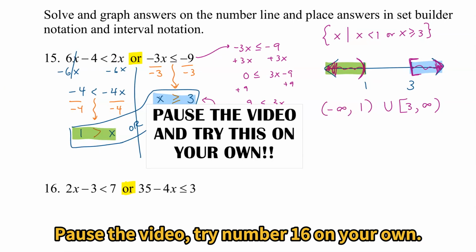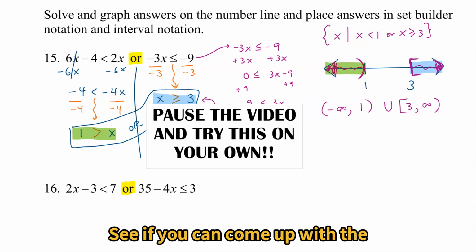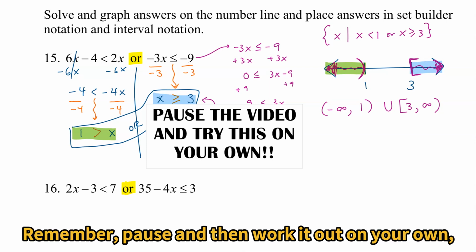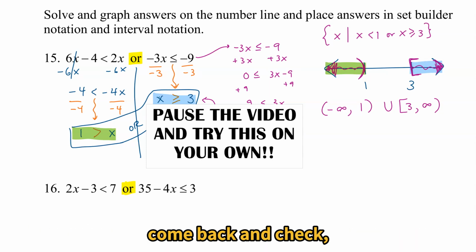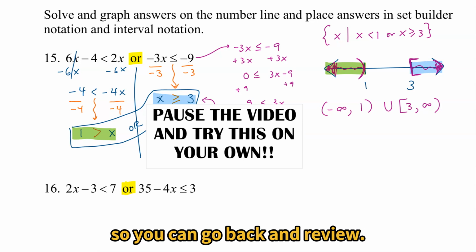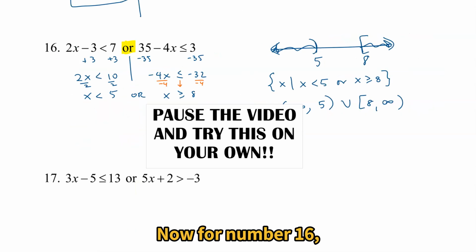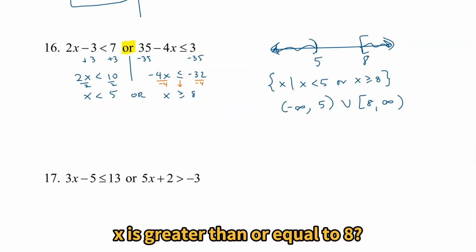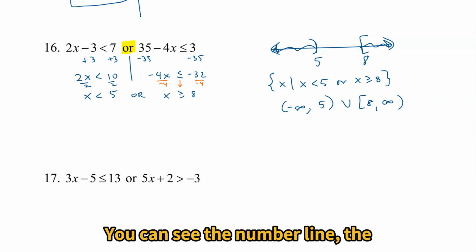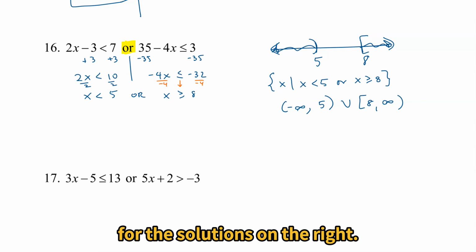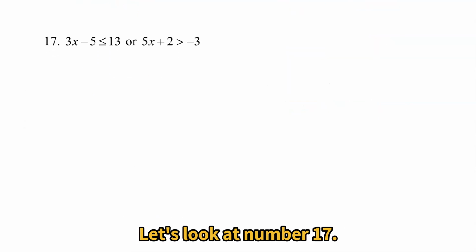Pause the video, try number 16 on your own, see if you can come up with the same answer that I do. Remember, pause and then work it out on your own, come back and check, and if you make a mistake, correct it with a different color so that you can go back and review. Now for number 16, did you get x is less than 5 or x is greater than or equal to 8? You can see the number line, the set builder notation, and the interval notation for the solutions on the right. Let's take a look at number 17.